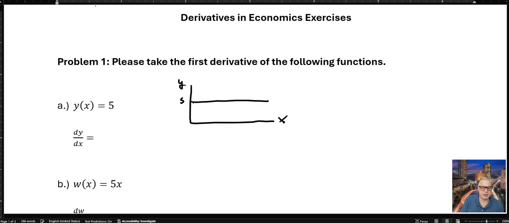It's always 5. And you know that the first derivative is the slope. So the slope here, at any point, it's always 0. It doesn't go up or down. So in this case, whenever you have a constant, the first derivative of a constant is always 0.